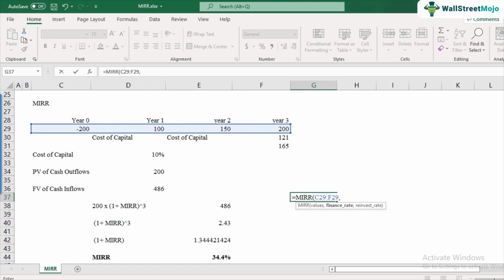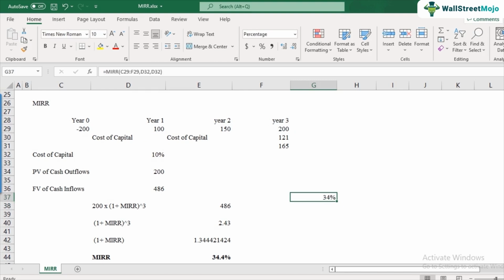So here you will find there are two things, right? Finance rate and the reinvestment rate. So cost of capital is basically your finance rate. So I'll just have it linked here, and you can assume the cost of capital to be the reinvestment rate, or you can also assume a different reinvestment rate. So here in our case, we have assumed both to be the same, right? So in this case, I'll link it to the same thing, okay? Here you might also want to assume a reinvestment rate of, let's say, 5% or let's say 12%, depending on your management's expectation. But this is how you can easily calculate MIRR. Next step is just to press enter, and what you get is the answer which we got earlier, that is 34.4%.